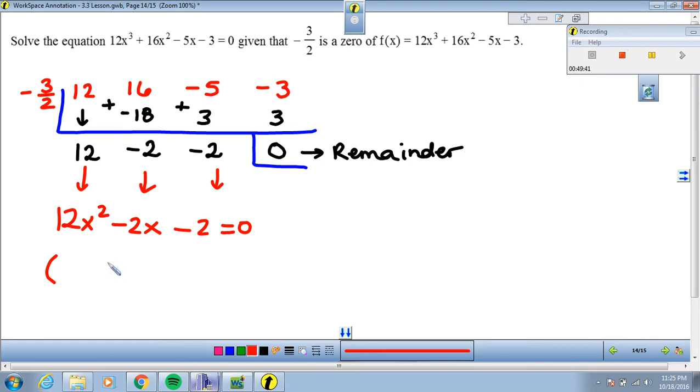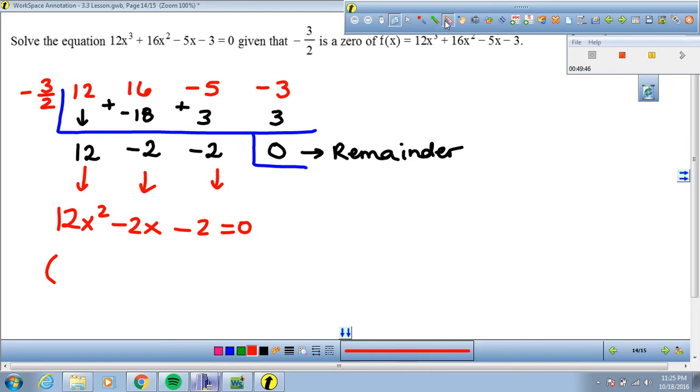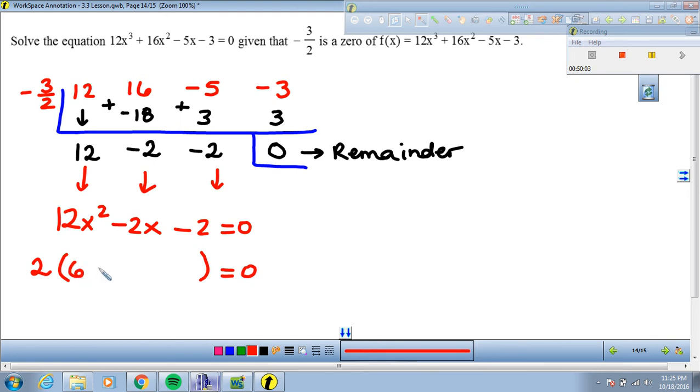We can try factoring as always. And I know you're going to say, oh, it's a trinomial. I was going to do that too. But then I noticed 12, 2 and 2 are all divisible by 2. So yes, we can factor, but we're going to factor out the greatest common factor first. 2 times 6x squared is 12x squared. 2 times negative x is negative 2x, and 2 times negative 1 is negative 2. So then this can be factored again.